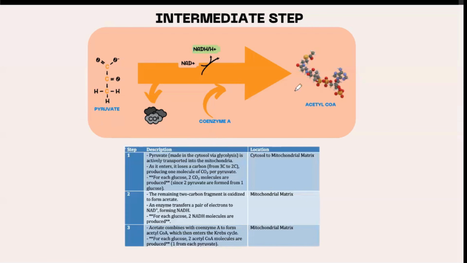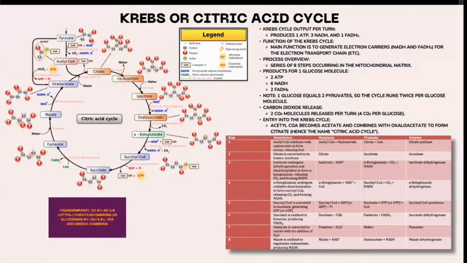With that being said, now we're in the mitochondrial matrix in this transition, and we know that acetyl CoA will form because of the coenzyme A, which helps us go to the next step. Once again, because we have two pyruvate, this acetyl CoA would actually be two in reality, not one.